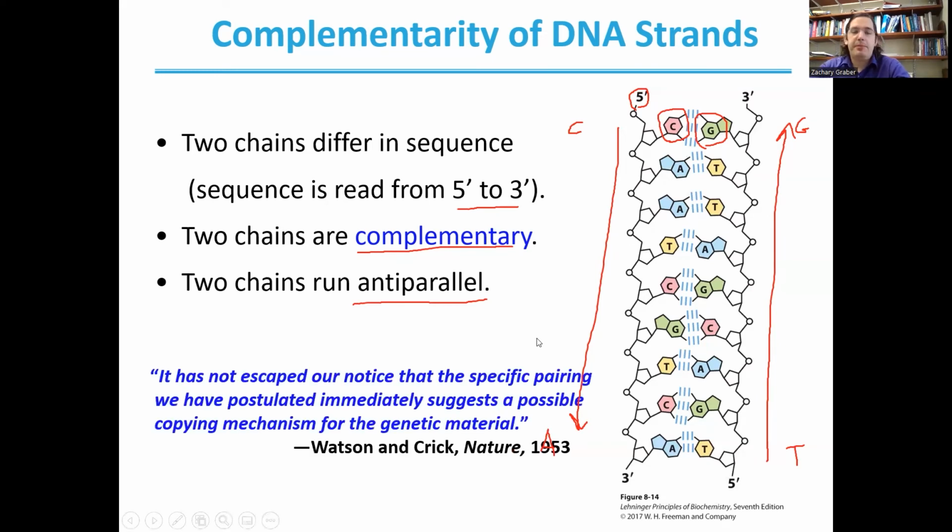In looking at this complementary nature of the DNA, Watson and Crick further noted in their 1953 paper that it has not escaped our notice that the specific pairing we have postulated immediately suggests a possible copying mechanism for the genetic material. So since each of our bases are complementary, and each of our strands then are perfectly complementary, we can actually predict and create our second strand from our first strand. So this is the process of DNA replication.